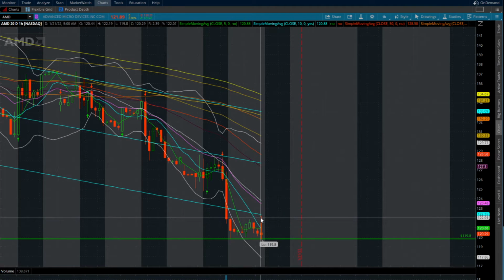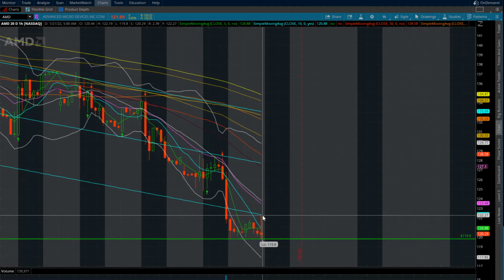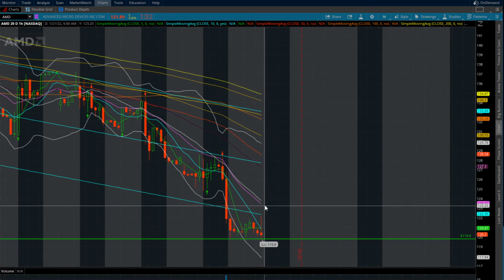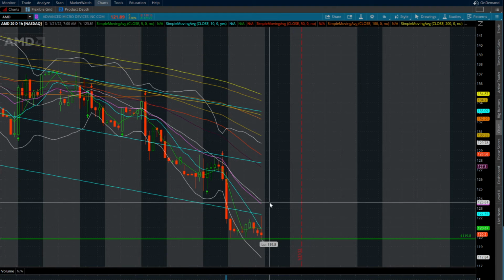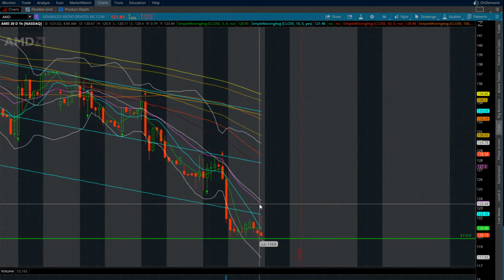If we do break over this 122, what is this level here? 122.30 area. If we can break out of that after hours consolidation, we do have an initial push higher. So for all you day traders and scalpers, 123 and a half is going to be our first TP, our target price where we look to take some profits. That's about a $1 move up in your favor.